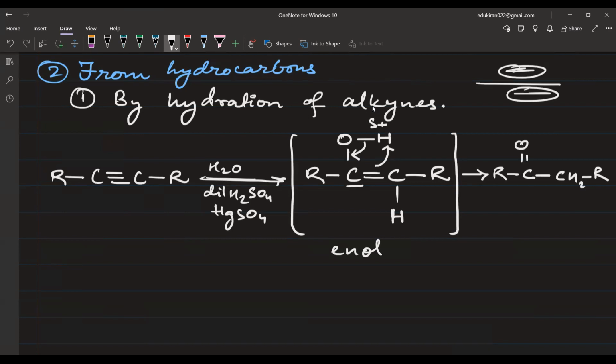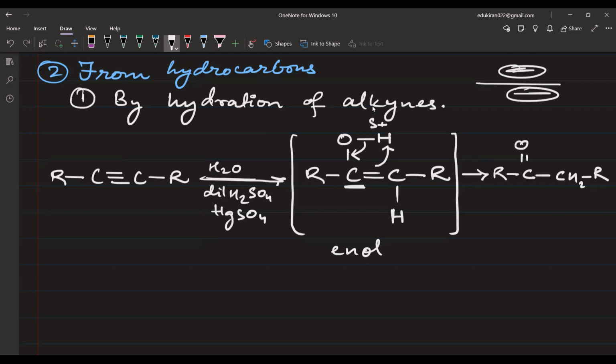What is an enol? This carbon atom has a hydroxy group and also a double bond. So whenever the same carbon has a hydroxy group and a double bond, that is known as the enol form, and it automatically rearranges to the keto form, that is like this. Okay, so if you have something like this, please see.